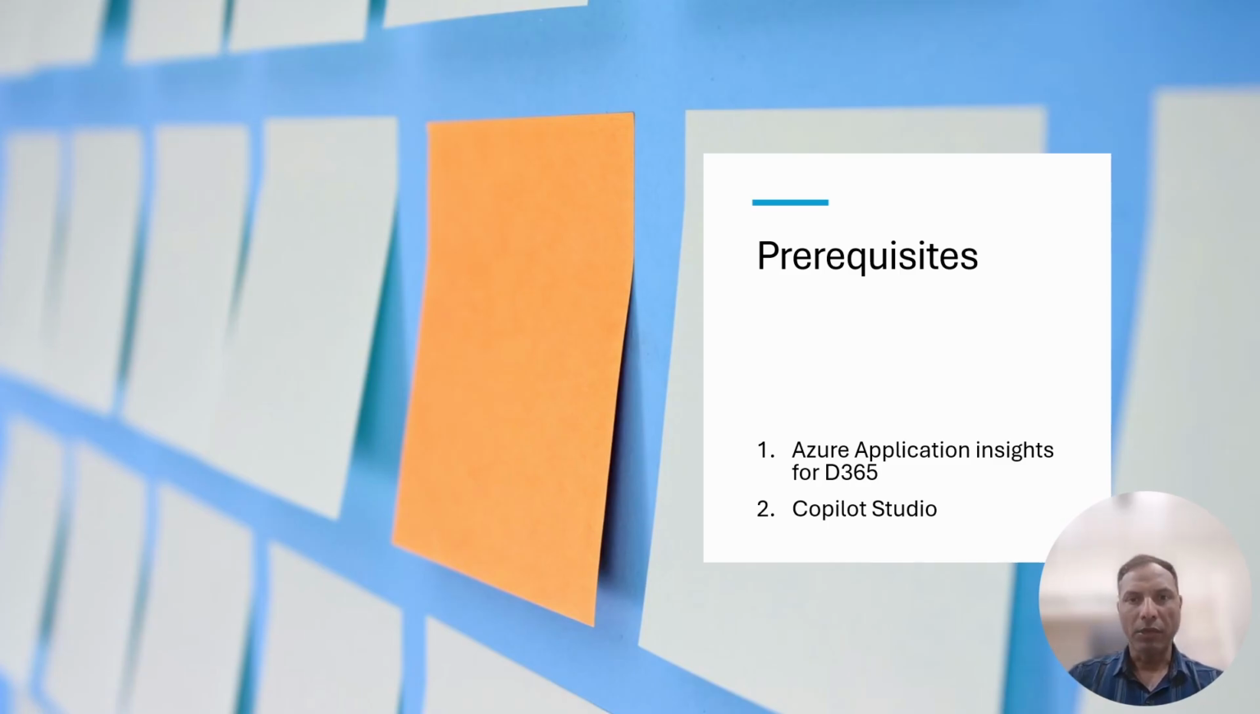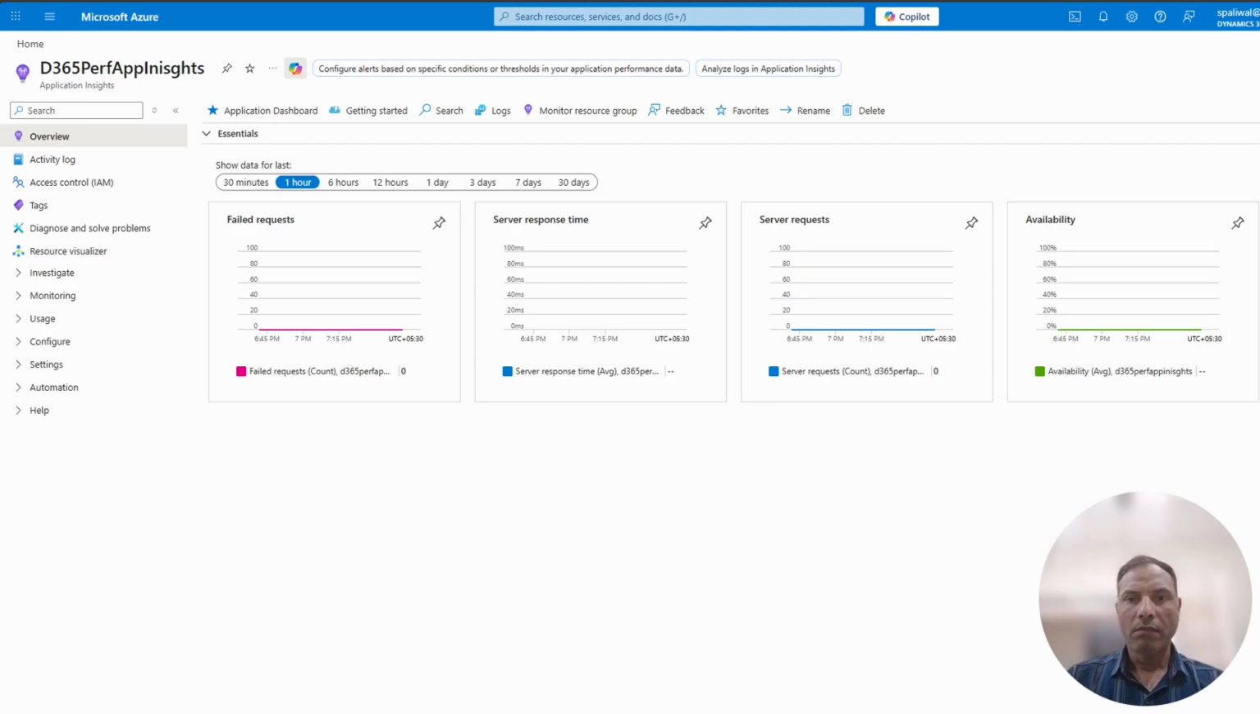So what are the prerequisites? As we are aware, to capture application telemetry we require Azure Application Insights for FNO, which we have to install on an Azure service, and we require Copilot Studio to build the agent. Those who have already installed App Insights know how it looks. Once you are done with the installation in your Azure portal, App Insights looks like this.